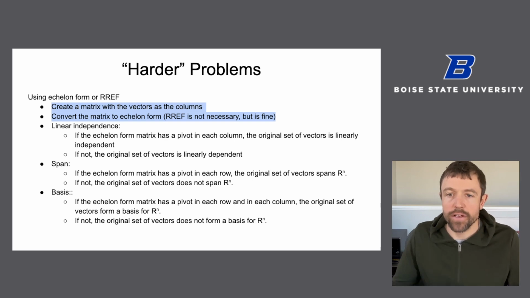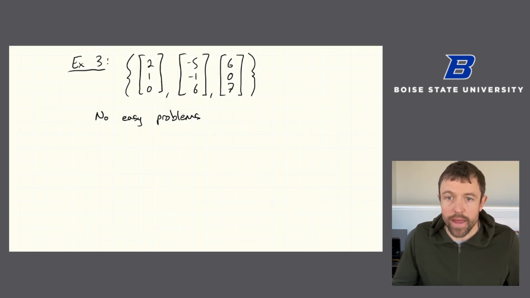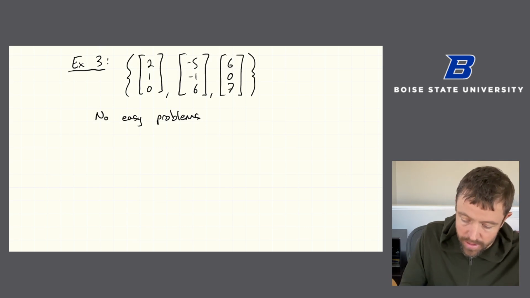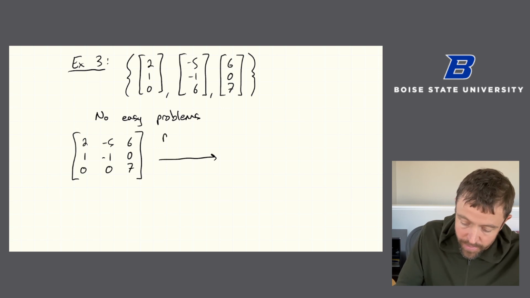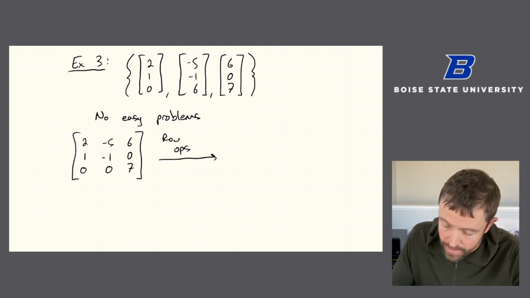And then from our conversion, we can figure out what the answer to each of the questions is without any more calculation. So we're going to do that. We're going to put these vectors as the columns of a matrix. We are going to convert this to echelon form through a series of row operations. And we end up getting this.